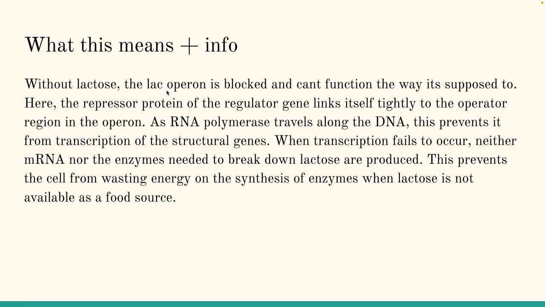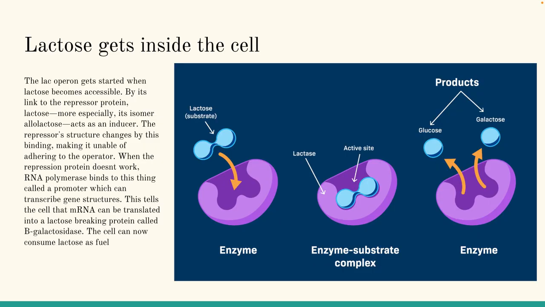So without lactose, the LAC operon is blocked and can't function the way it's supposed to. Here, the repressor protein of the regulator gene links itself tightly to the operator in the region of the function. As RNA polymerase travels along the DNA, this prevents it from going through transcription and transcribing the structural genes. When this fails to occur, neither mRNA nor the enzymes needed to break down the lactose can be produced. So this prevents the cell from wasting energy on making enzymes when lactose is not an available food source. So let's talk about lactose and when it gets inside the cell.